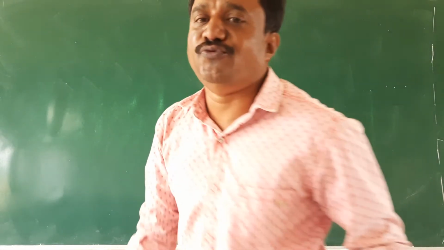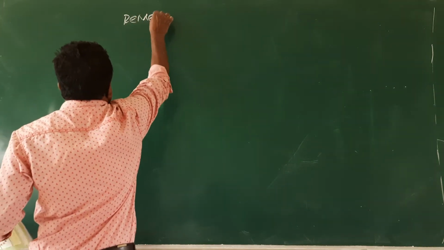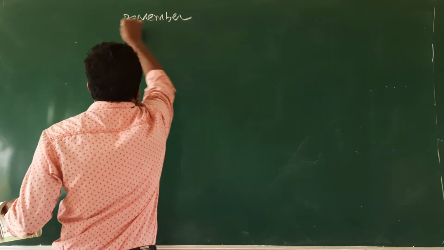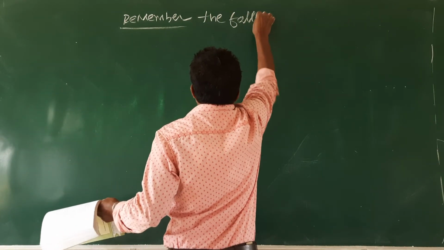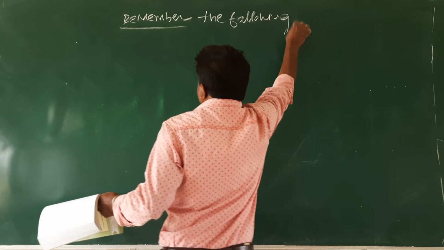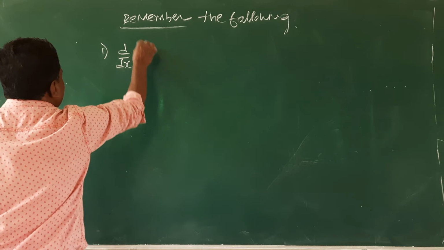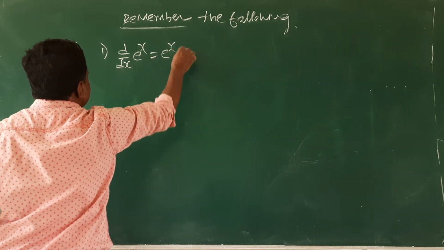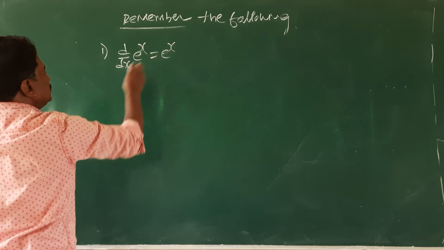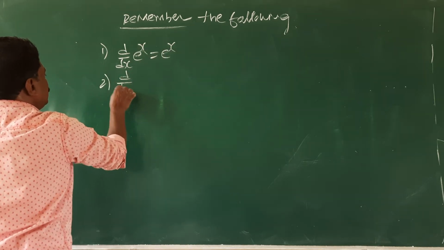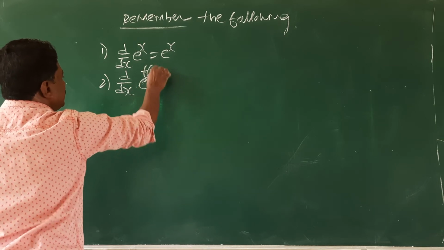So remember the following. First one: differentiation of e power x is e power x, because differentiation of x is 1. So differentiation of e power x.